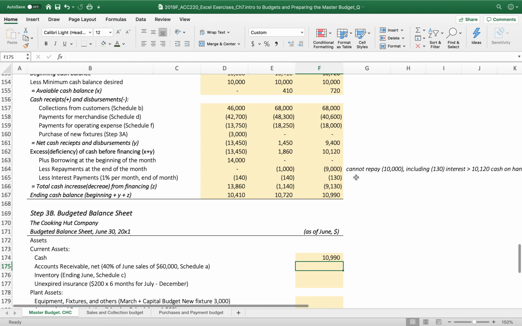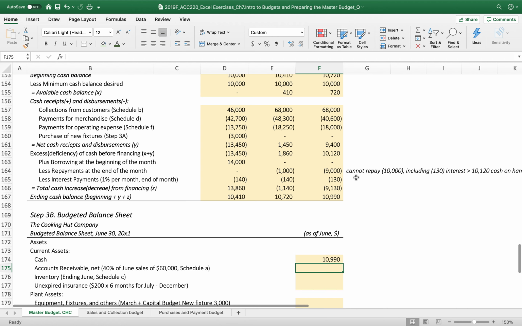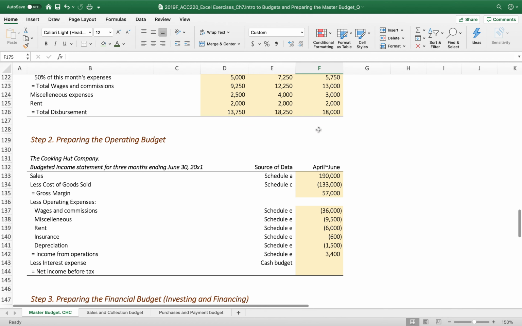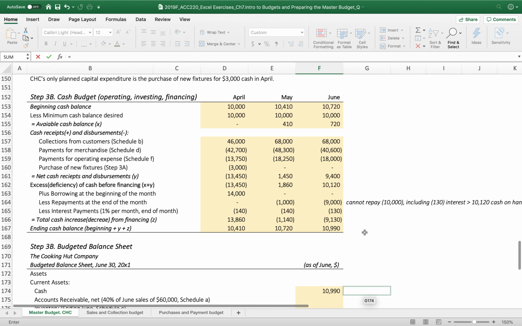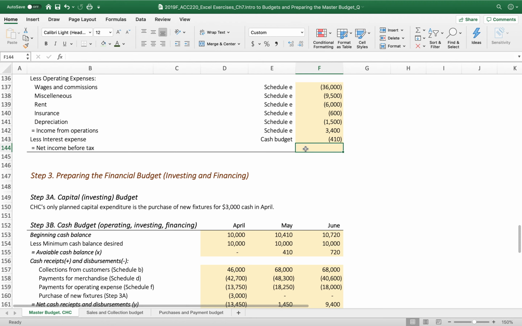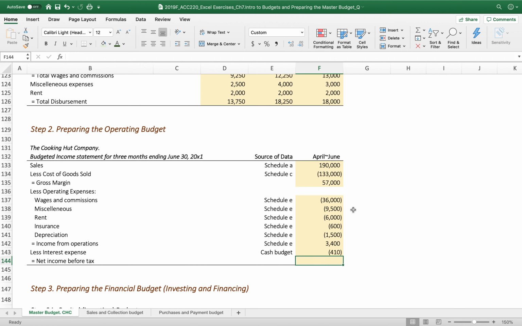Oh, by the way, we haven't finished operating expense on the operating budget, right? Once we calculate the interest expense here, from April to June, that amount is, okay, here we go, 140 plus 140 plus 130. So total interest expense for 3 months is 410. So what is the net income before? Okay, this is the gross margin.